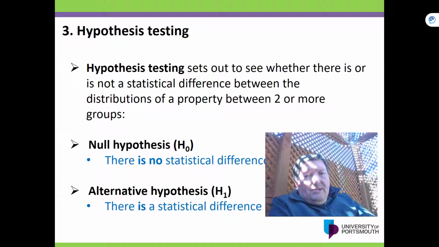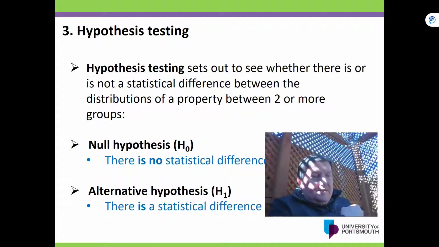So hypothesis testing is where you set out to test whether there's a statistical difference between 2 groups in terms of their property. So the example I said about people's height in a room: maybe you've got 2 different rooms, and you want to compare the heights of people in those 2 different rooms, and you want to see, is there a statistical difference? So this is what's known as hypothesis testing.